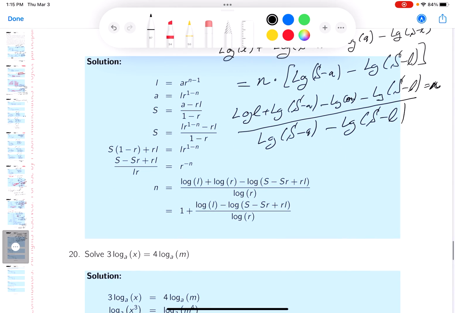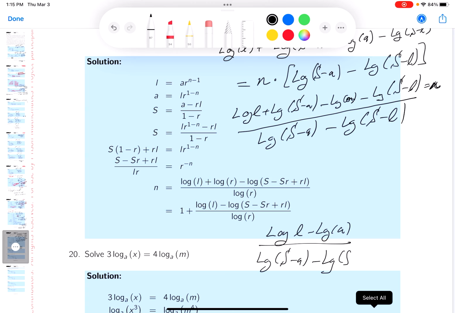So I want to point out what they probably did was some groupings over here. So I'll write this as log L minus log A over log S minus A minus log S minus L. And then what I notice on top is I really have it here and here. And if you divide that through on those two terms, you just get plus 1. And that equals N. And that's why they got that.